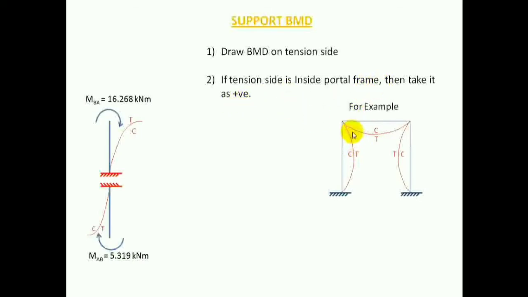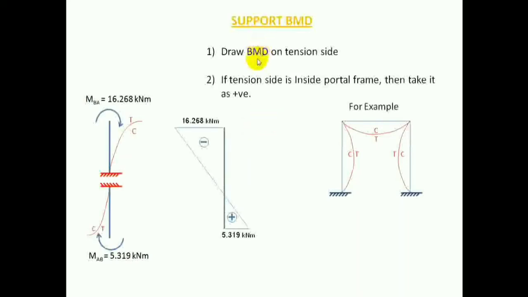Because, simple, this is the top of the beam, which is in compression, TCS. Just apply TCS. The top of the beam is in compression, that's why there will be a sagging type of bending moment. Here also there will be a sagging type of bending moment. Here also there will be a sagging type of bending moment. That's why, inside of the portal frame, if there is tension, then take it as positive.